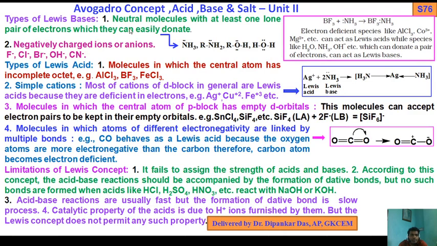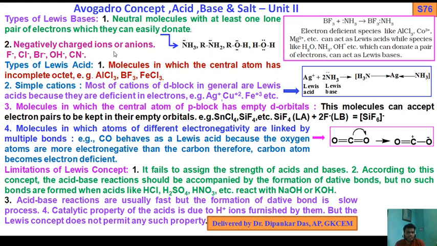Types of Lewis base. Neutral molecules with at least one lone pair of electrons which they can easily donate. Ammonia is a neutral molecule possessing one lone pair of electrons. RNH2 also possesses one lone pair. ROH, alcohol, where R is an alkyl or aryl group, OH possesses a lone pair of electrons. Water possesses lone pairs of electrons. So these are the neutral molecules.